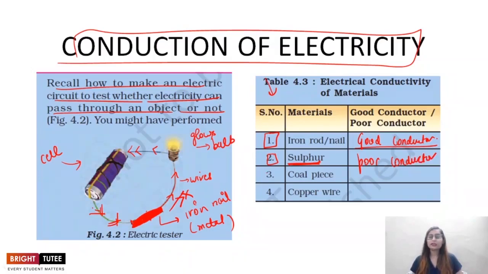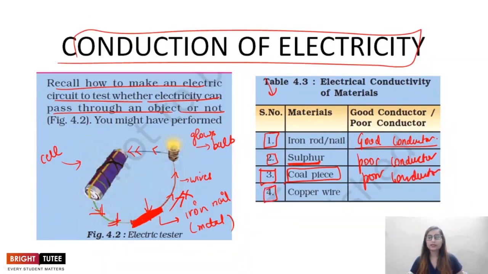right? The third case is you have taken a coal piece in the circuit. You have connected the wires to a coal piece now. So if this is a coal piece, then again it is a non-metal. It will not conduct electricity. So it is a poor conductor again.